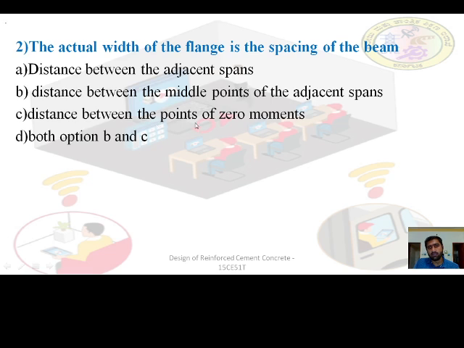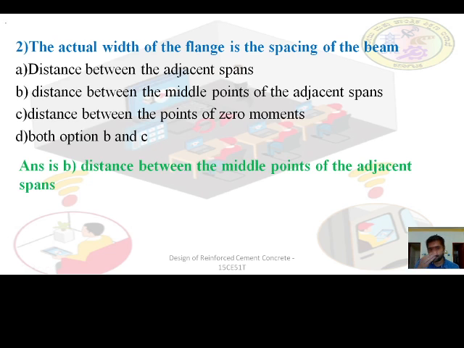Distance between the points of zero moments. So zero moments will not come into picture. So the option will be, I think, what do you think? So the option is actually B. Distance between the middle points of the adjacent span. We have to recap session 1 where we have written the top view of this, the beam and the slab. There you can see S1 plus S2 divided by 2.